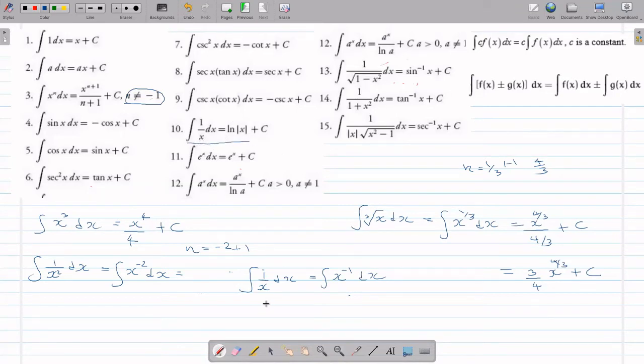ln x. Because it's the opposite of differentiation, reversing. If you differentiate ln x, you get 1 over x. Okay, so here I will say ln x plus c.